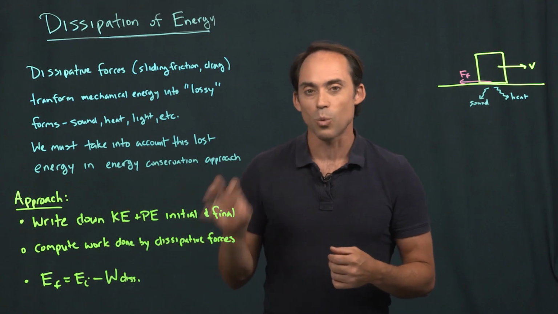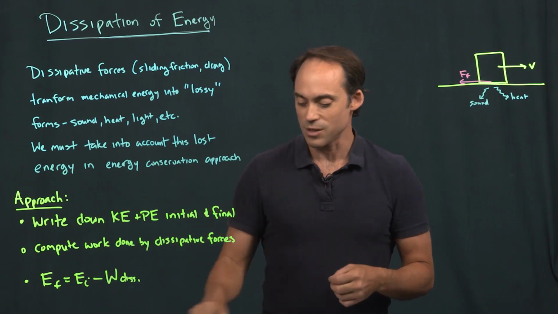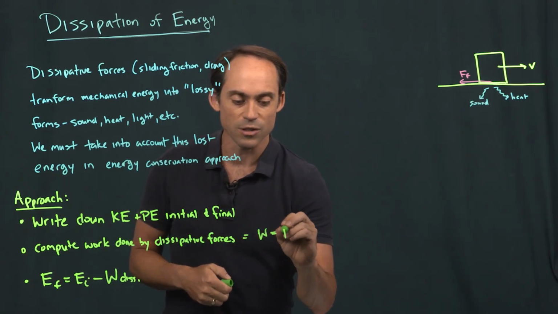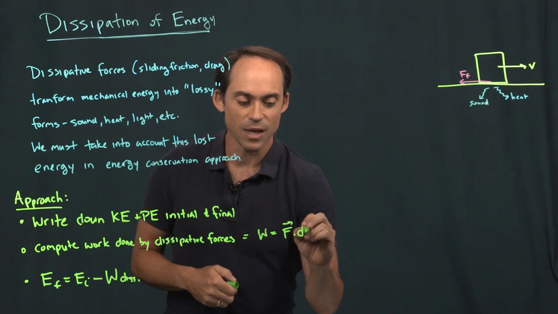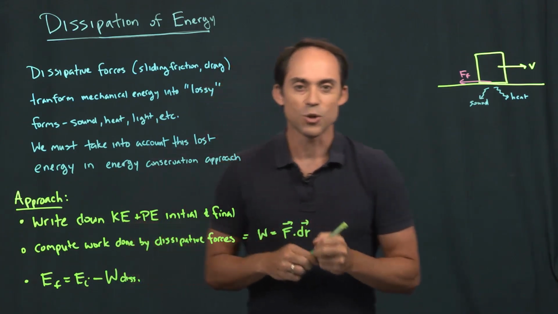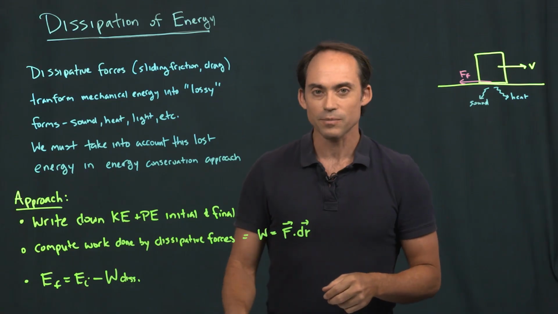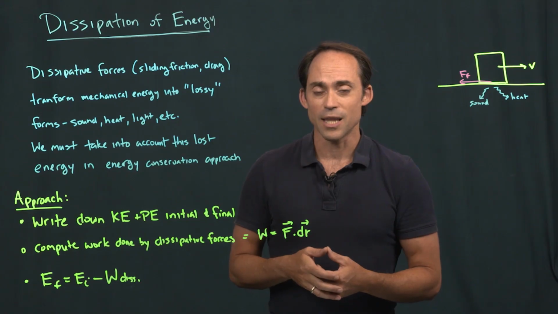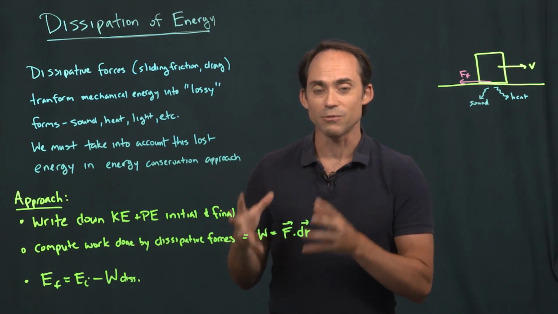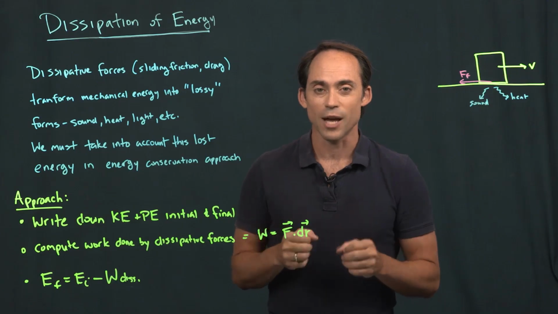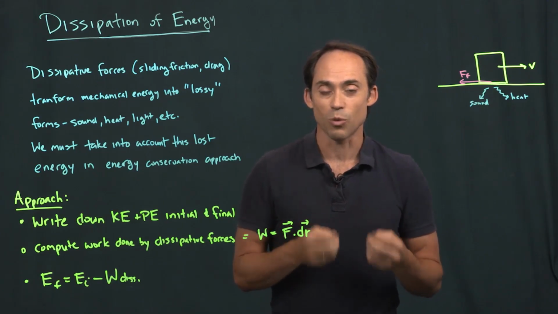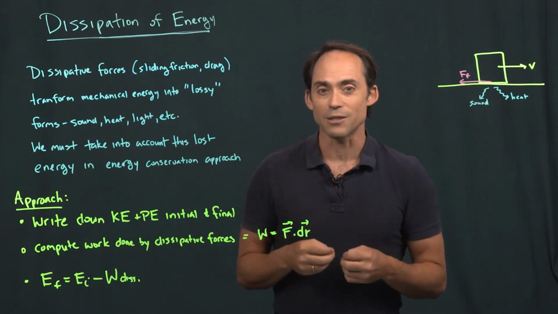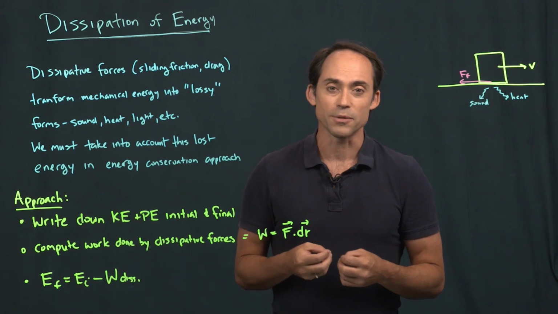And then we want to compute the work done by the dissipative forces. Remember that that work is just equal to force dot the displacement. All right? So as long as we can calculate that expression, then we can calculate the energy loss from this dissipative force. And then we can equate the final total mechanical energy of the system to the initial energy minus this dissipative work, this energy lost through the dissipative forces. So we're going to see a couple of examples of applying this framework to some common physics problems.